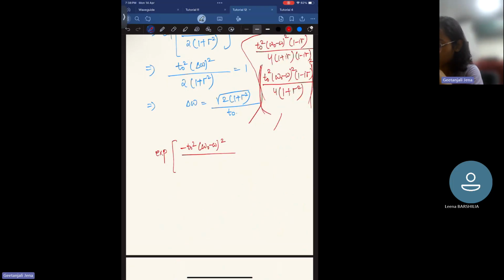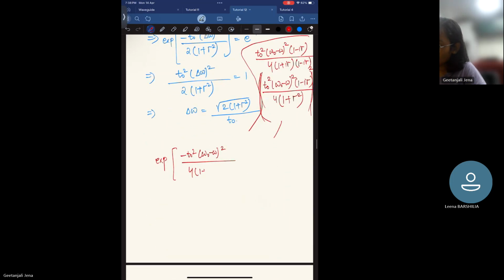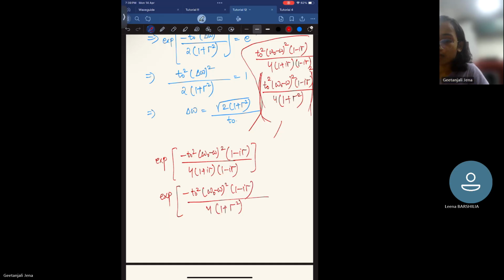Mm, I don't think so. I'm just multiplying here. So as you said, I'm just multiplying 1 minus I omega here and 1 minus I omega here. So this will give exponential t zero square omega zero square 1 minus I omega 1 plus gamma square. So is this expression clear, or is there any mistake here from my side?